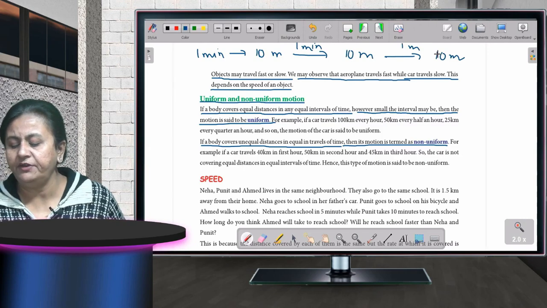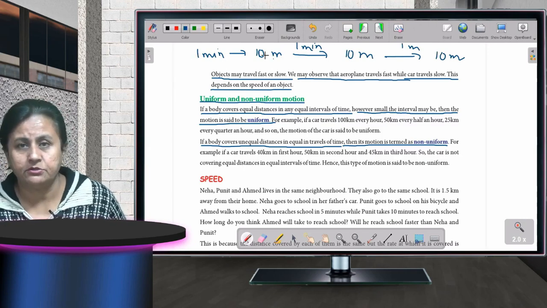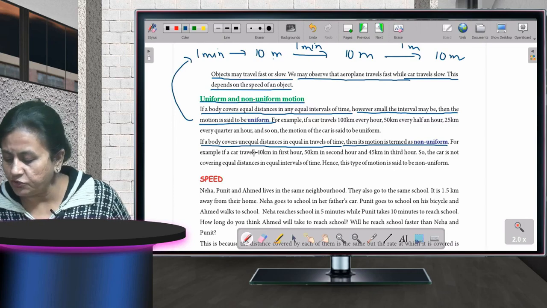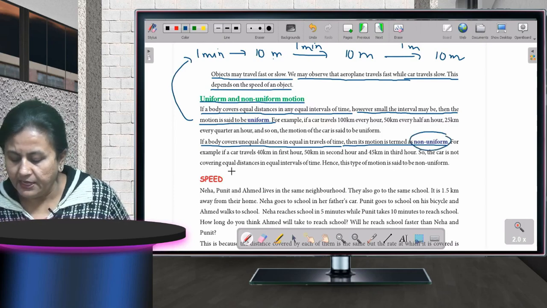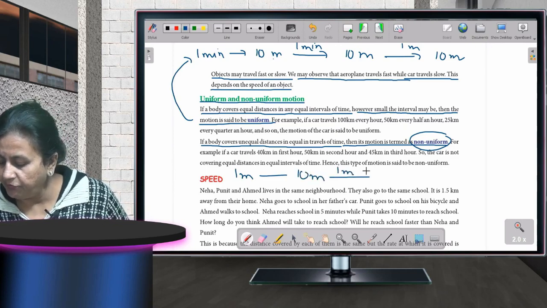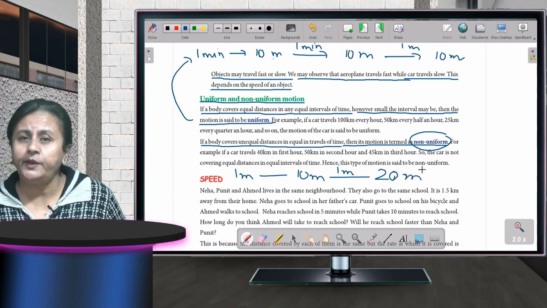That means every time, the distance is the same and the time I'm taking is also the same. But if I talk about non-uniform motion, in the first minute I cover 10 meters, and in the second minute I'm covering a distance of 20 meters.